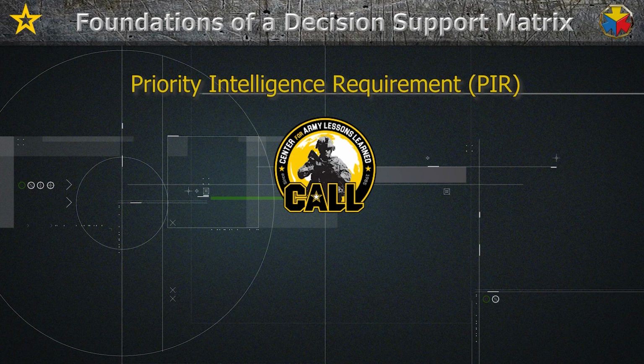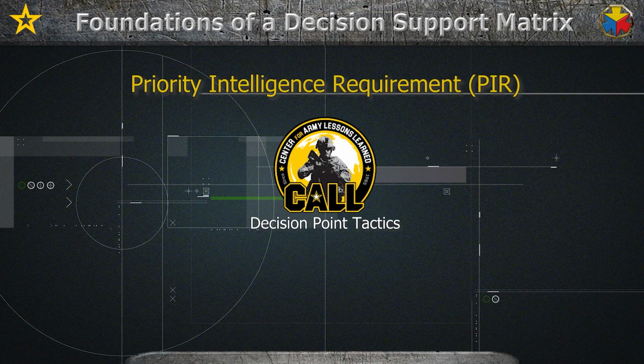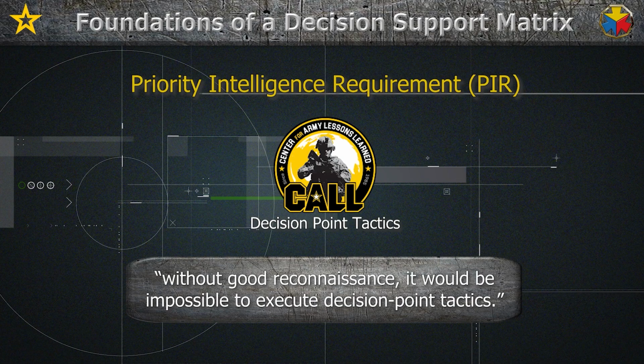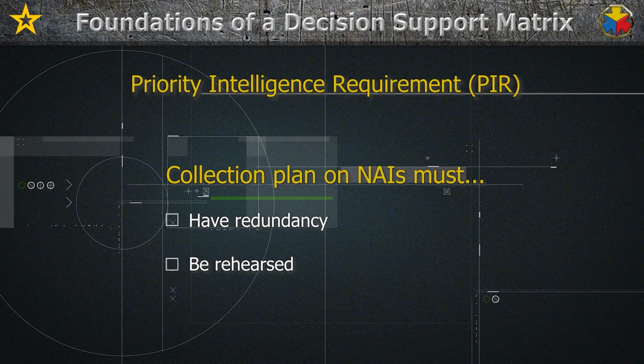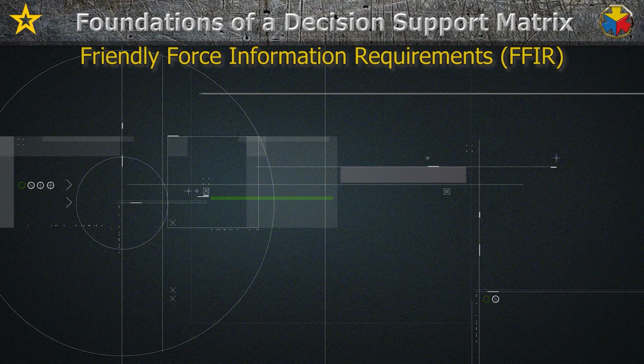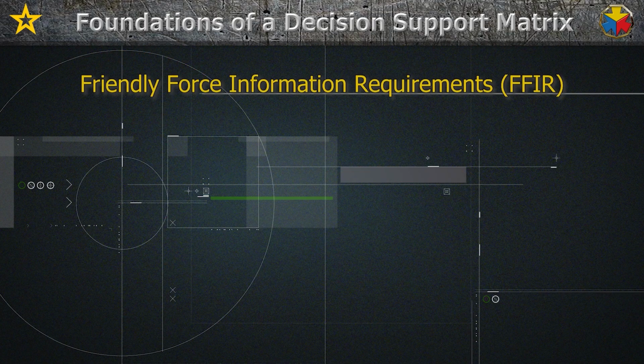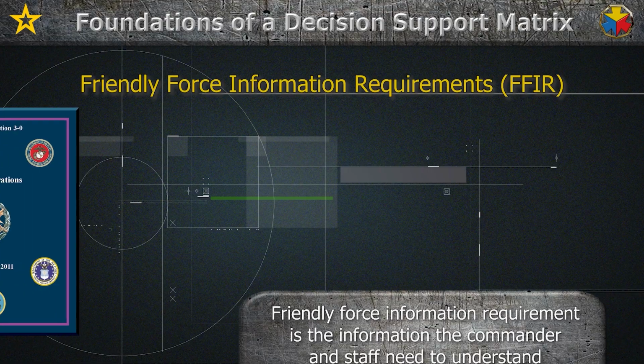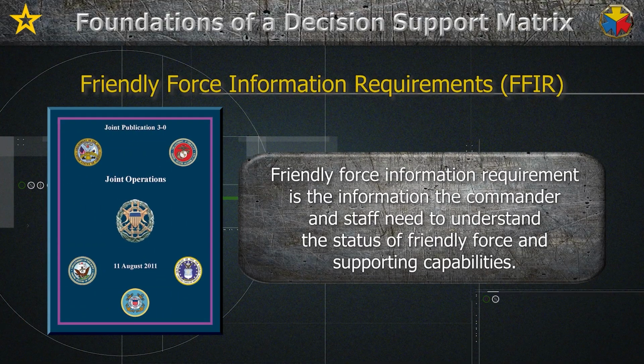The CALL manual on decision point tactics states that without good reconnaissance, it would be impossible to execute decision point tactics. The collection plan on NAIs must have redundancy and it must be rehearsed. The other element of CCIR are friendly force information requirements. Joint Publication 3-0 states friendly force information requirements is the information the commander and staff need to understand the status of friendly force and supporting capabilities.